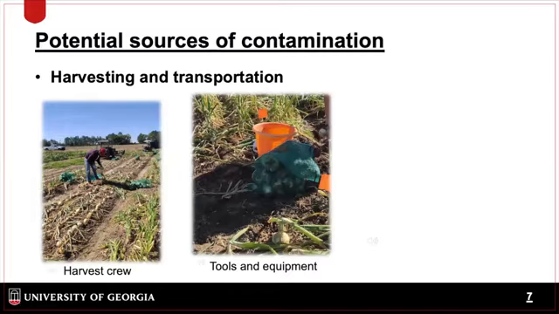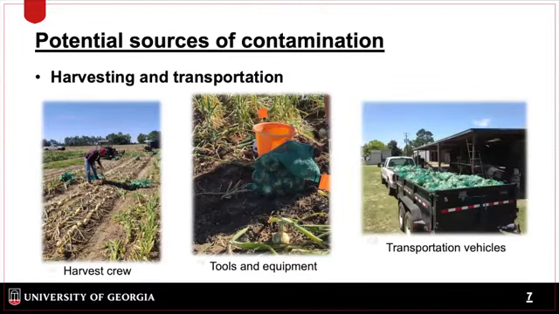Also, tools and equipment that are used during harvest can harbor pathogens. So they have to make sure that those bins or their plastic bags are clean and well sanitized, so they don't potentially carry any pathogen that can be transferred to the produce during harvesting.